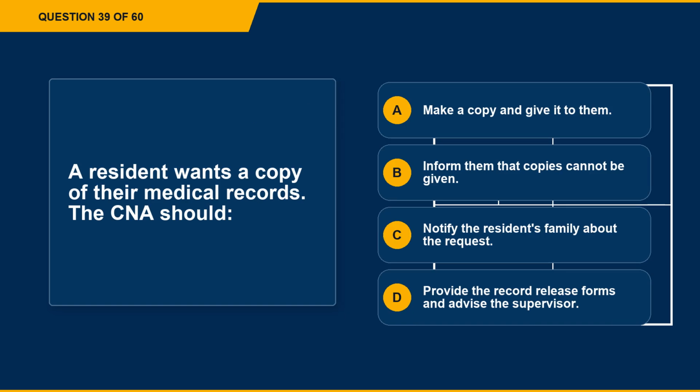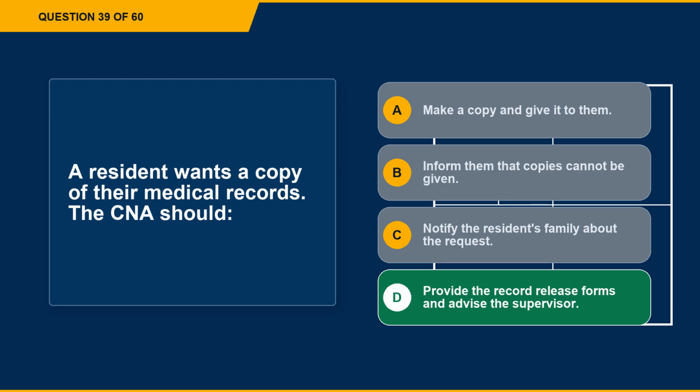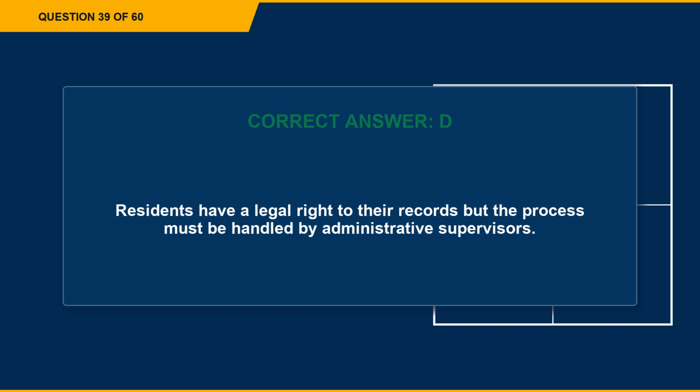Question 39. A resident wants a copy of their medical records. The CNA should: Option A, make a copy and give it to them. Option B, inform them that copies cannot be given. Option C, notify the resident's family about the request. Option D, provide the record release forms and advise the supervisor. The correct answer is option D, provide the record release forms and advise the supervisor. Explanation. Residents have a legal right to their records, but the process must be handled by administrative supervisors.